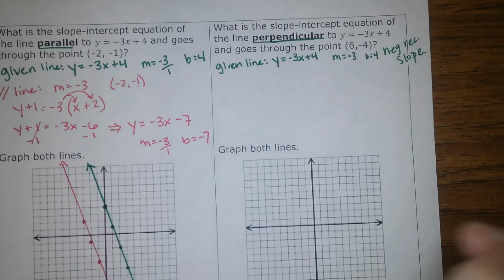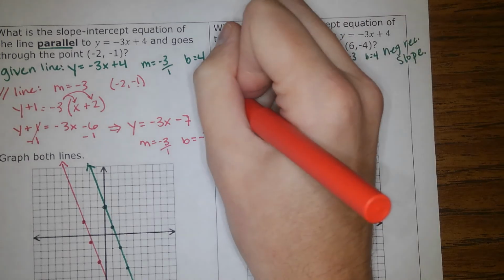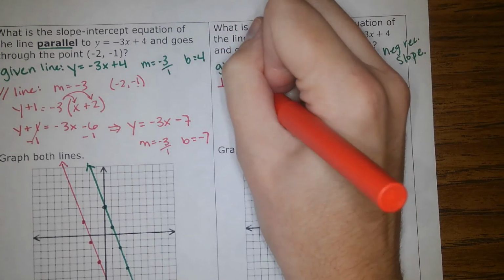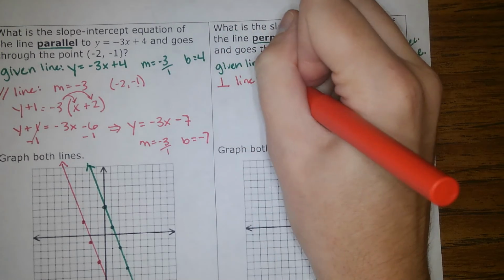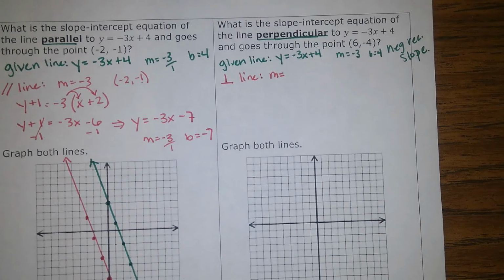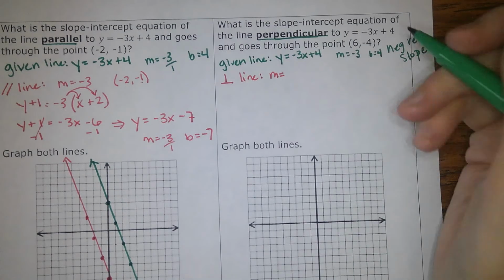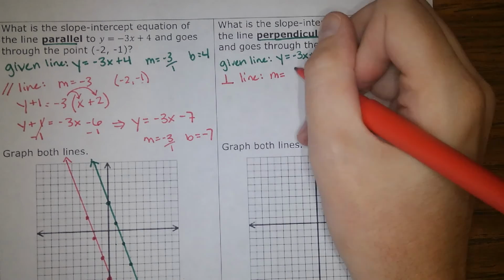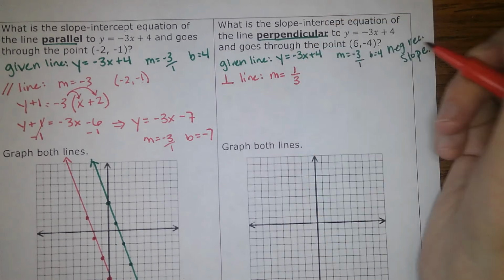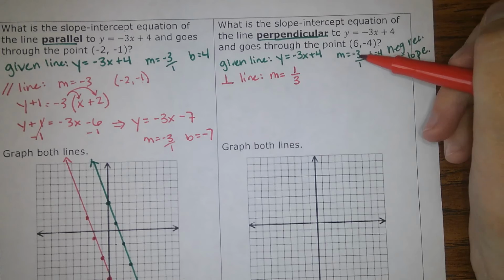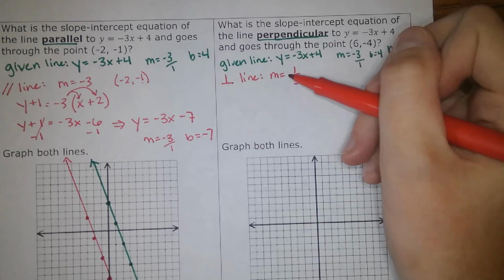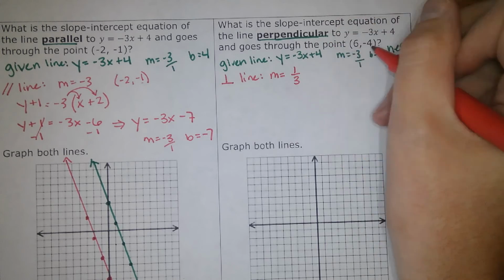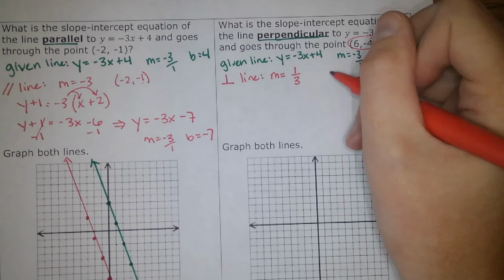Now, for my perpendicular line, I'm going to go ahead and use my little symbol here. My slope now, we have to flip our fraction and change the sign. And remember what I said about this slope. We can write it as negative 3 over 1. So if we're going to flip the fraction, that becomes 1 over 3. And then we change the sign, so instead of a negative, now it's going to be a positive. And then the point that it gives us is the 6, negative 4.